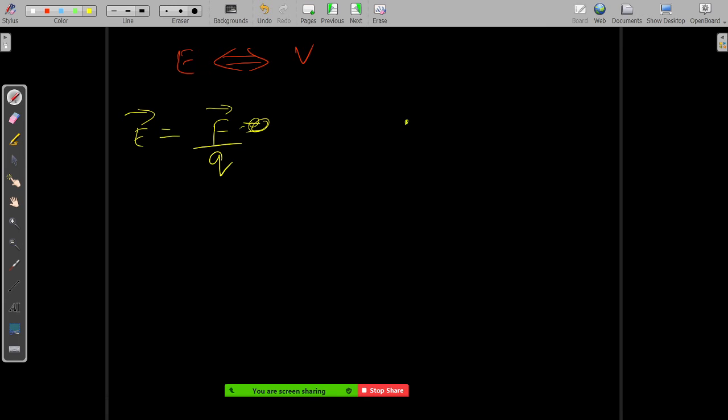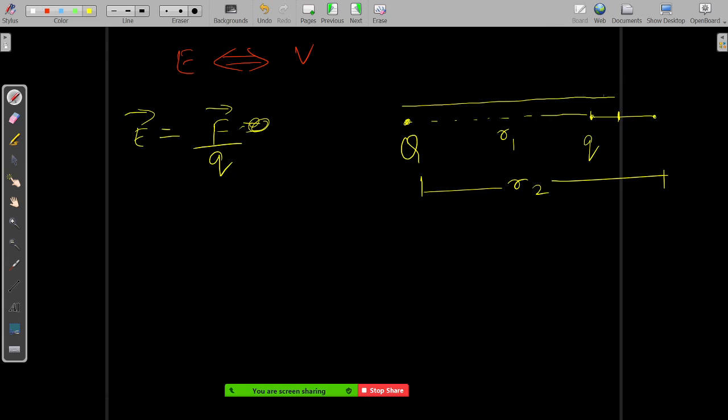So let's say there is a charge q and there is a test charge q here, and let's say the distance between these two is r. Let's say the initial distance is r1 and the final distance is r2. You can take it any other way. I will take one arbitrary point which is at a distance r, and we just try the movement of small dr.